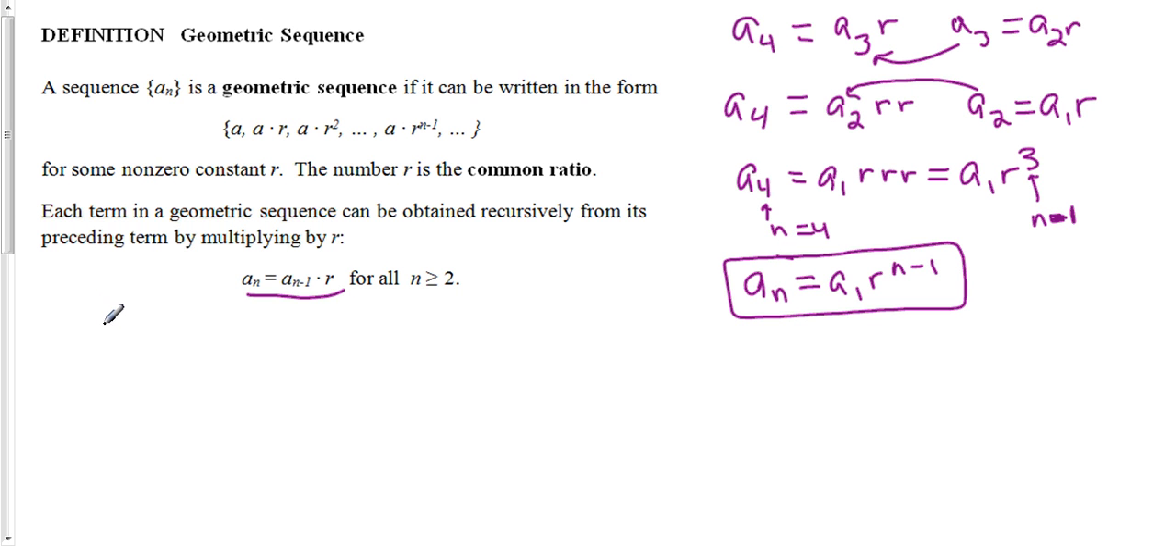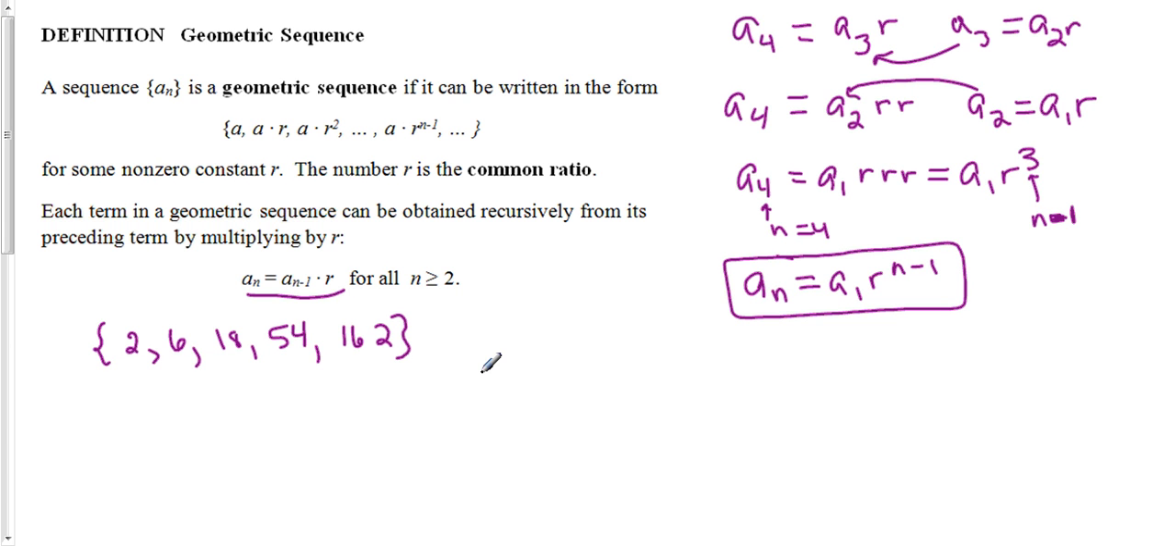The first sequence that I would like to look at has elements 2, 6, 18, 54, and 162. This is a finite sequence. There's no dot, dot, dot. It only has these 5 terms. Let's try to find an explicit rule for this sequence.